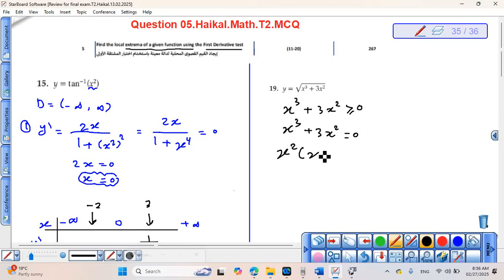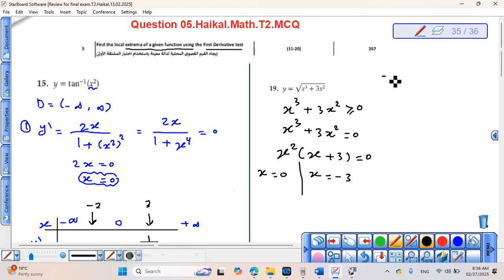This is x plus 3 equals 0. Here, as you see, we have two choices. The first one, x equals 0 or x equals -3. But how do we know which interval for the domain here? I need this inequality to be more than or equal to 0.